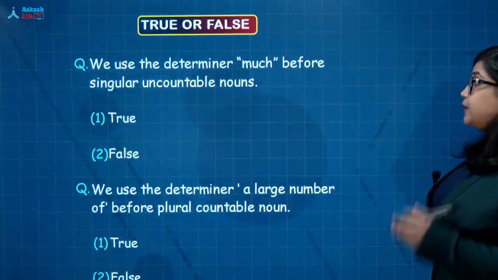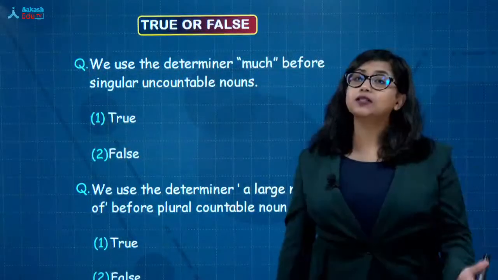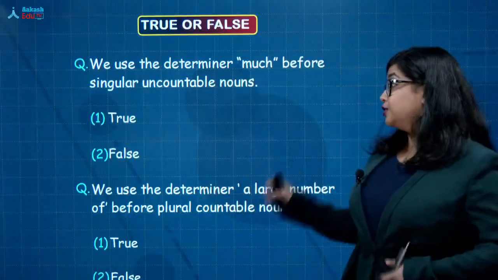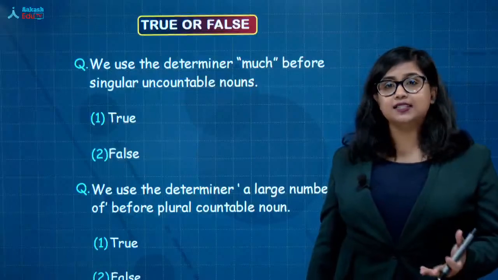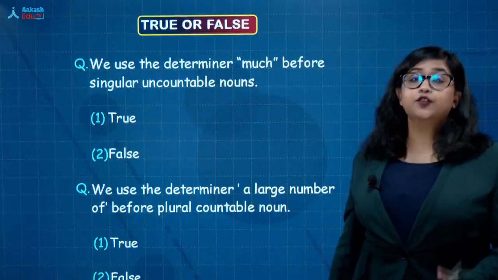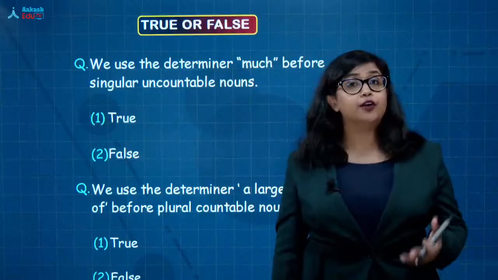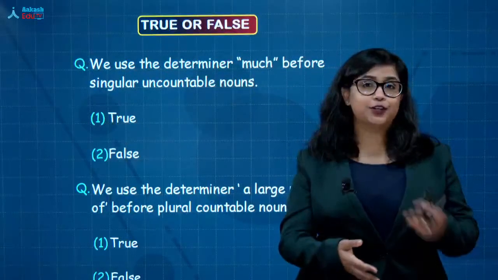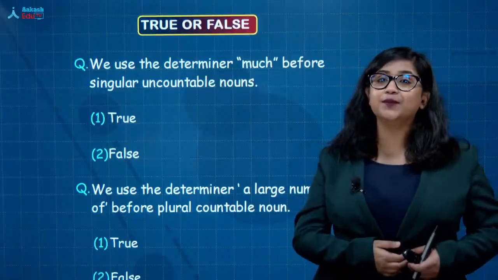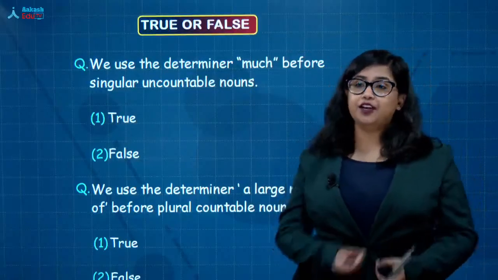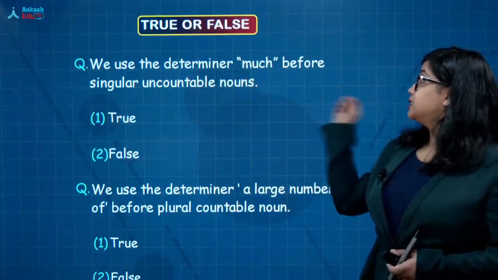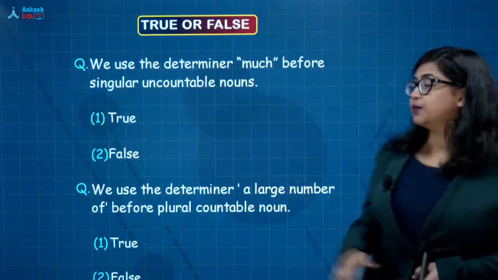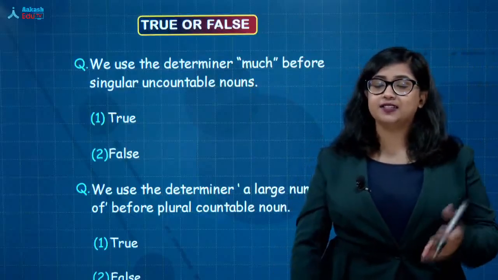Now that we have understood the concept of quantifiers, let us see if you guys can answer these questions. So go ahead, look at the statement and try to determine if the following statement is true or false. In case you aren't able to, please refer to your notes and try to give the correct answer. So let's look at the very first sentence. We use the determiner much before singular uncountable nouns? Come on, go ahead and try to guess the correct answer.